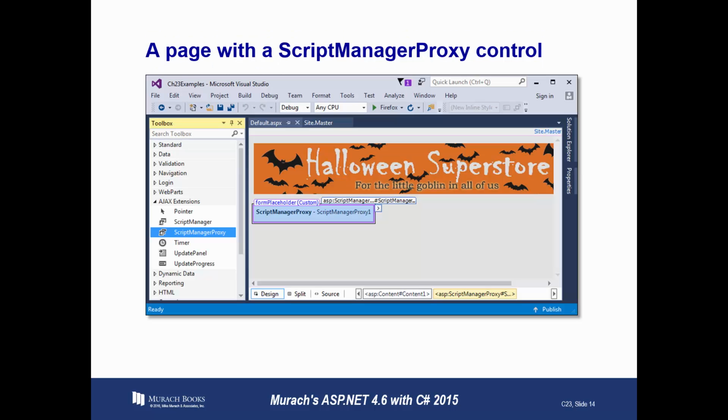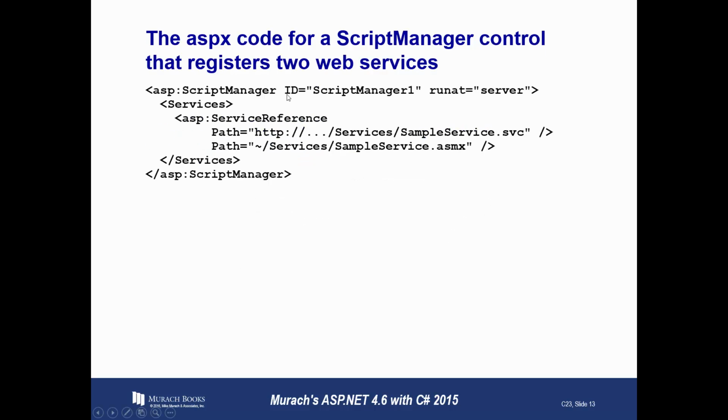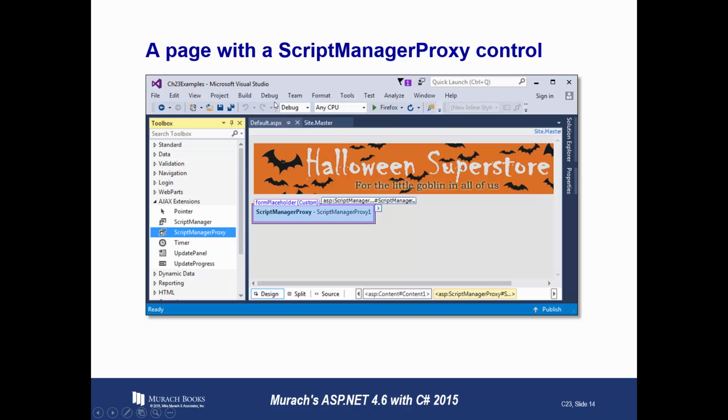This is shown here. There's the script manager proxy. Unlike a script manager control, you can have more than one script manager proxy on the same page. This particular slide is taken from page 817, figure 23.7. There's the ASPX code for the script manager, and there it is for the proxy control. You can even have a proxy control that registers a service, and they show that right here. All right, and that's how it'll appear on the page.